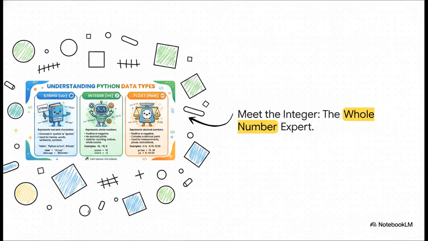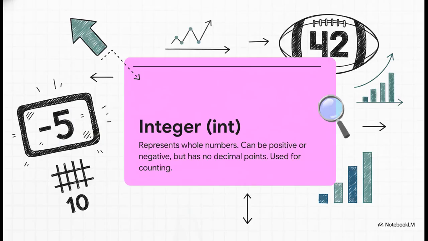Okay, next up, let's meet the number cruncher of the group. This is the integer, and it's our expert for all things related to whole numbers. The integer, or int, is your go-to for counting things. It deals with whole numbers. They can be positive, they can be negative, but the one rule is no decimal points allowed. So think of a score like -5 or the number 42. Just clean, simple, whole numbers.